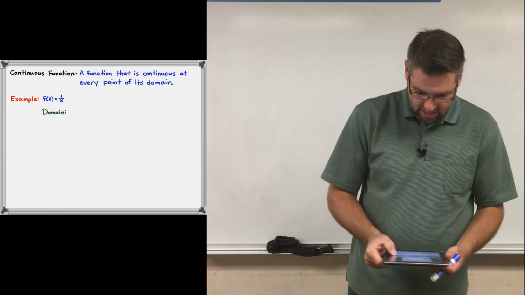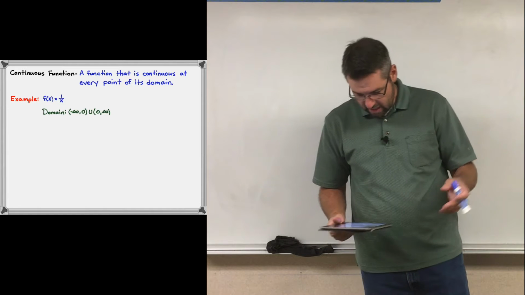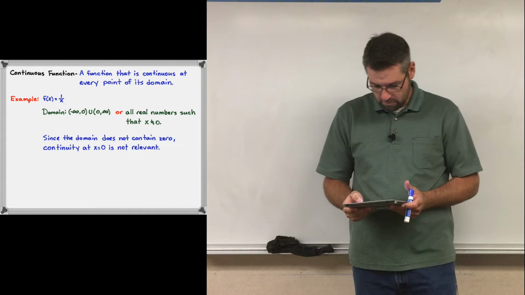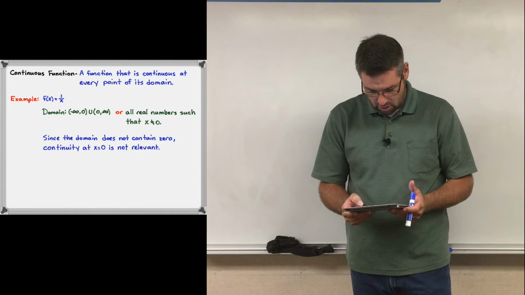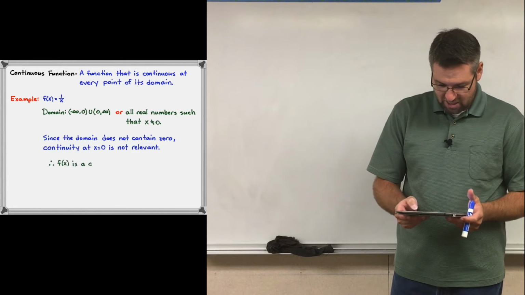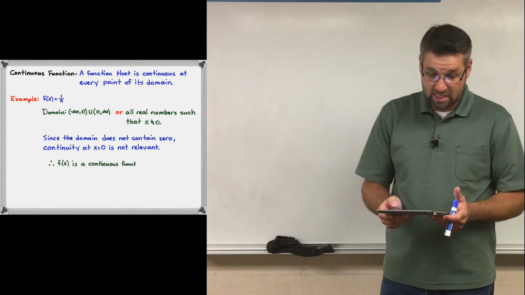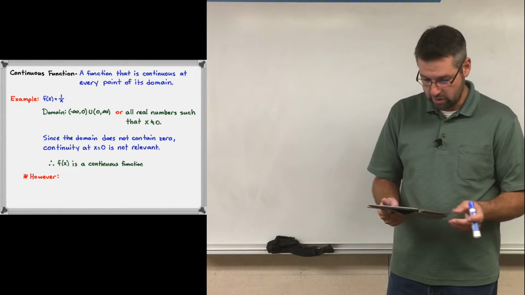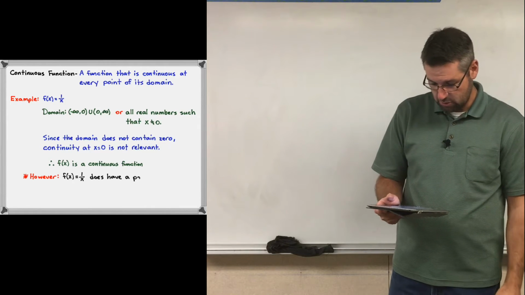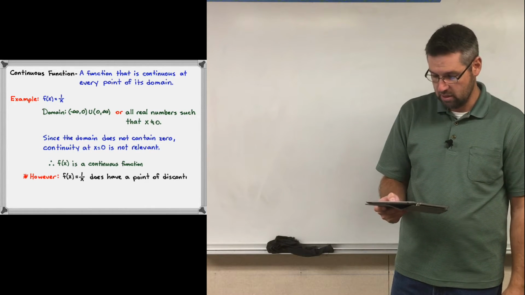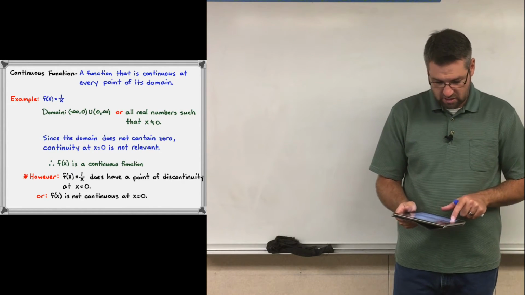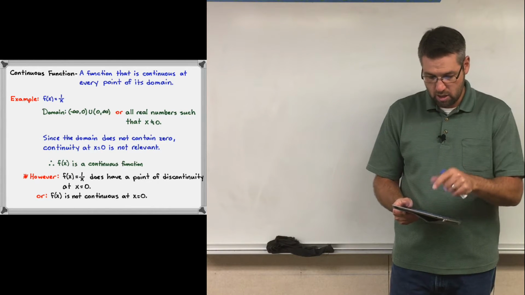So the domain of this, again, is from negative infinity to 0 and 0 to infinity. Or you could say all real numbers except x equals 0. Since the domain does not contain 0, then x equals 0 is irrelevant, which means f of x is a continuous function because it's continuous for every other point, which is all part of the domain. And again, however, f of x is not continuous at x equals 0. Okay, there is a discontinuity at x equals 0. Again, our main focus is actually going to be on this second part here, not the top part.